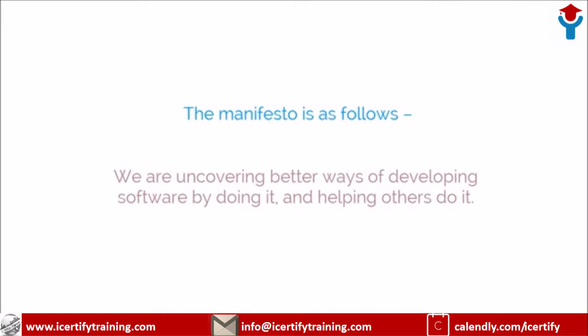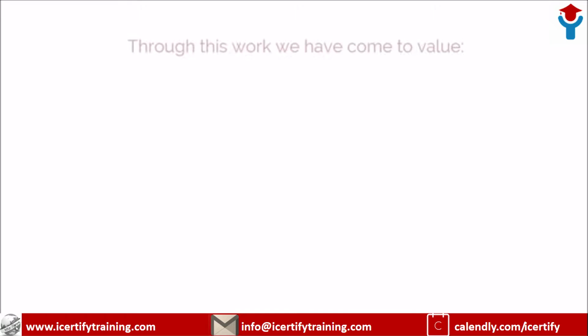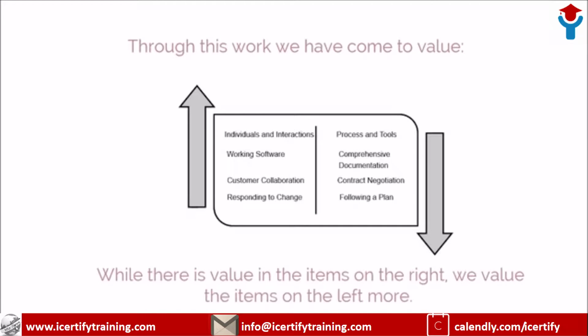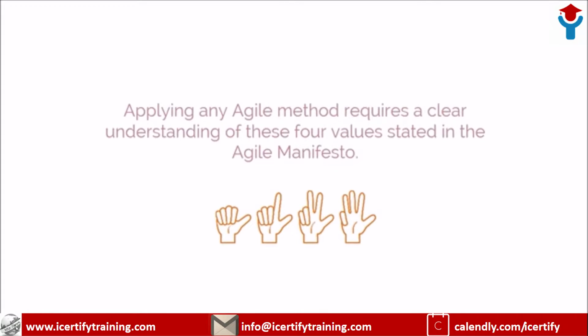We are uncovering better ways of developing software by doing it and helping others do it. Through this work, we have come to value individuals and interactions over processes and tools, working software over comprehensive documentation, customer collaboration over contract negotiation, and responding to change over following a plan. An important aspect to note here is, while there is value in the items on the right, we value the items on the left more. Applying any Agile method requires a clear understanding of these four values stated in the Agile Manifesto.